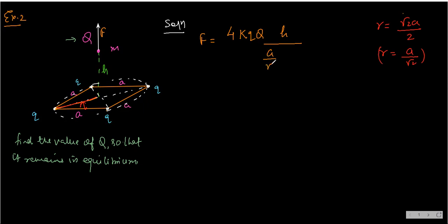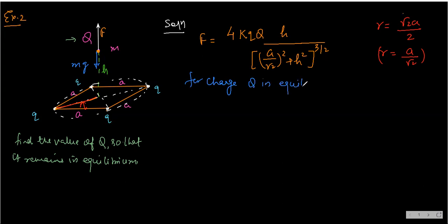So this is going to be how much? a upon root 2 whole square plus h square, to the power of 3 by 2. Well, that is the force acting upon this charge in the upward direction. Also, its weight should be acting downward, because the mass is given, that is mg. And if it is in equilibrium, for charge Q in equilibrium, we know that force should be equal to mg. That's it, the story is over now. So what is the value of force? We have got it. We're going to just make it equal to mg.